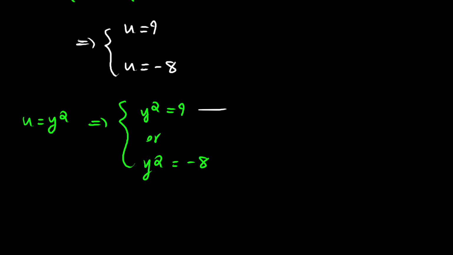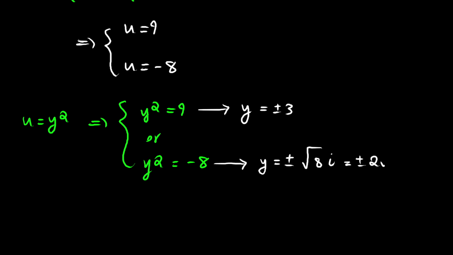So from the first one, I get y equals positive or negative 3. And from the second one, I get y equals positive or negative square root of 8 times i, which simplifies to positive or negative 2 times the square root of 2 times i.